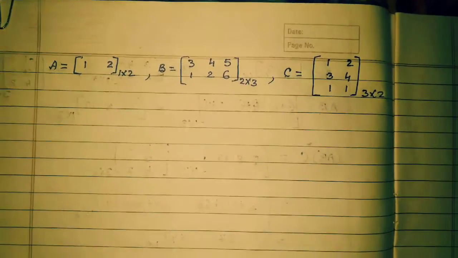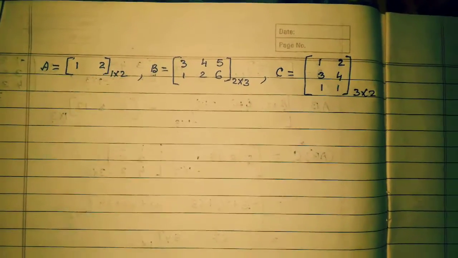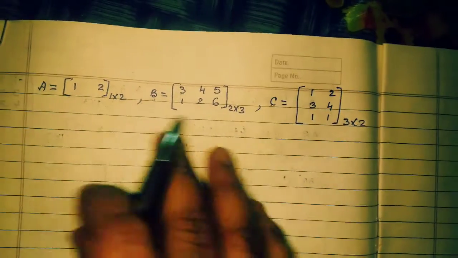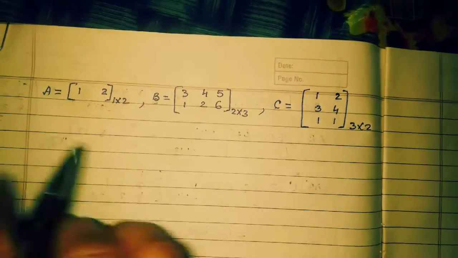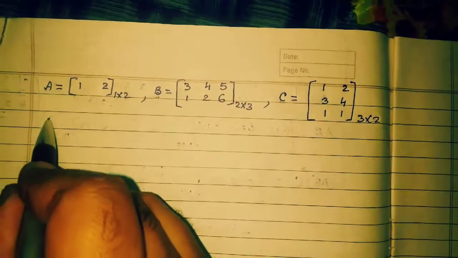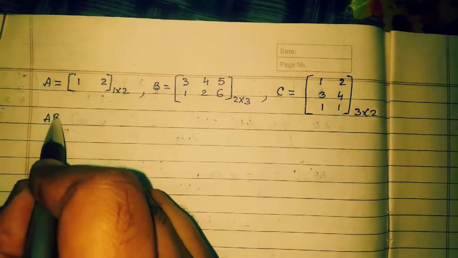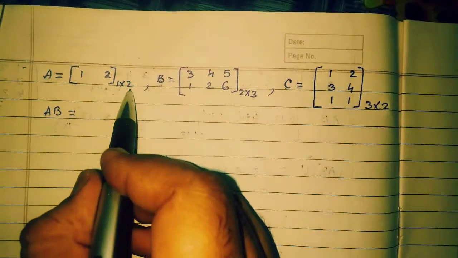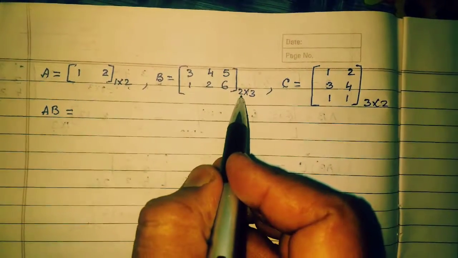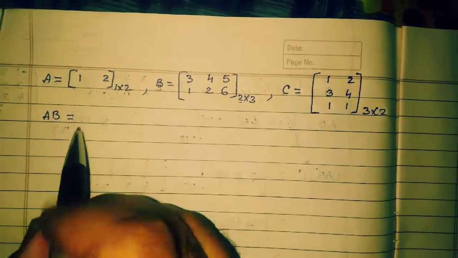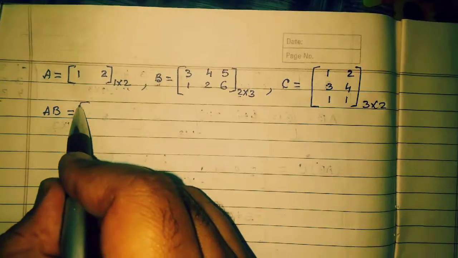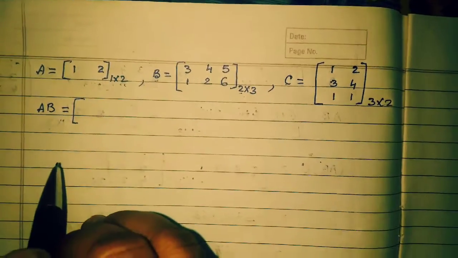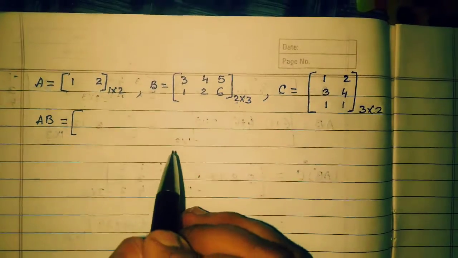Next we'll see, student, how to multiply three matrices. When three matrices are given, how will you multiply? Directly it is not possible to multiply all three matrices. First we'll multiply A and B. First we'll see whether A and B are possible to multiply or not. Here the column of A is 2 and the row of B is 2. Both are the same. That means multiplication is possible. So the order of the resultant matrix will be 1 into 3. That means 1 row and 3 columns.